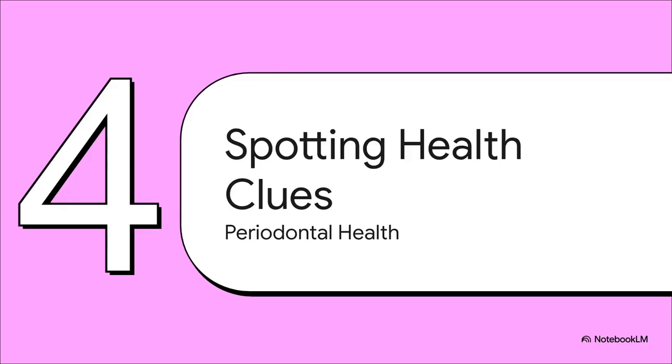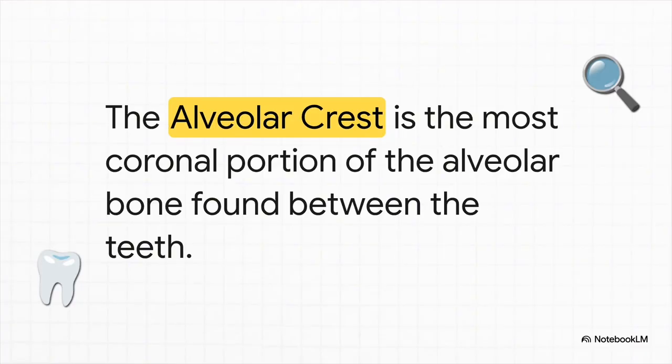Okay, this is the moment we've been waiting for. We know the language, we know the layout of the scene, and we know what good evidence looks like. Now, let's start spotting some real clues. One of the biggest stories an X-ray can tell is about the health of your gums and, more importantly, the bone that holds your teeth in place. The main character in this story is something called the alveolar crest. That's just a fancy name for the highest point of bone that you find in between your teeth.